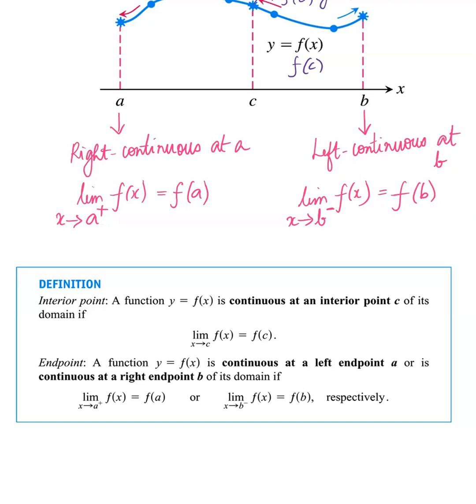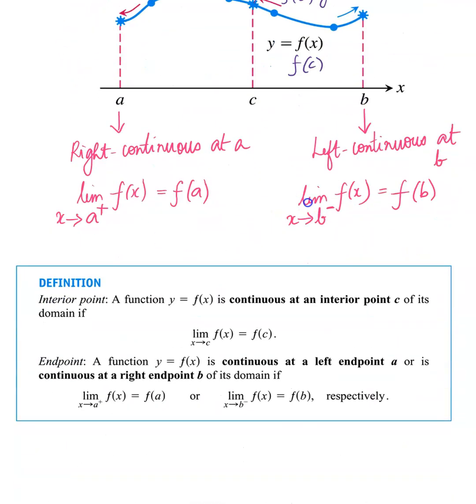So here's the definition, and let me read it. Interior point: if a function y equals f of x is continuous at an interior point c of its domain, if the limit of f of x as x approaches c is f of c. I wrote that right up here, right?